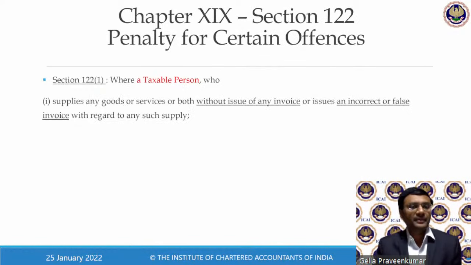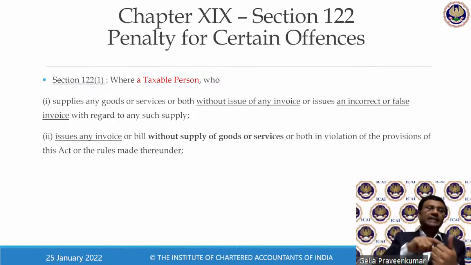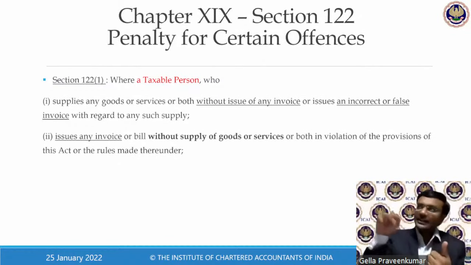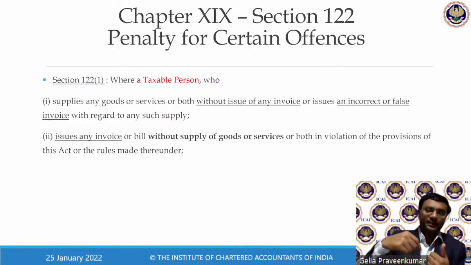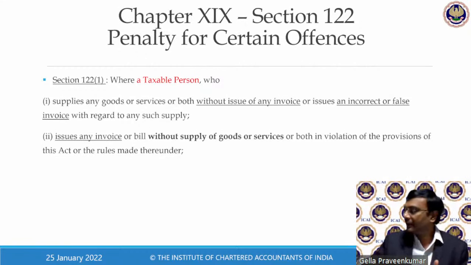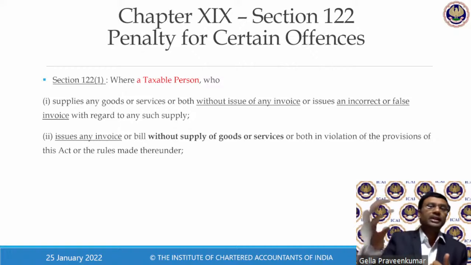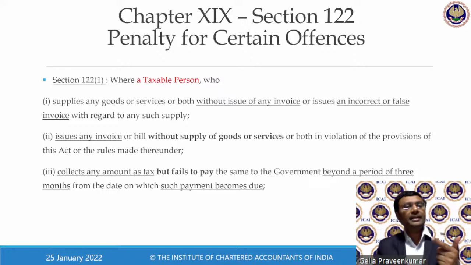Point number 1: supply the goods without issuing an invoice. Why have I done that? I have an intent to evade payment of tax. I call it a fraud. Issues an invoice without actually supplying the goods. Why did I issue? There's a racket, a network created. X supplies to Y, Y supplies to Z, Z supplies to A, A supplies to B, and B actually exports and claims a refund. By the time the department notices, all the people in the channel will have siphoned off whatever money they want. Again, it's a fraud.